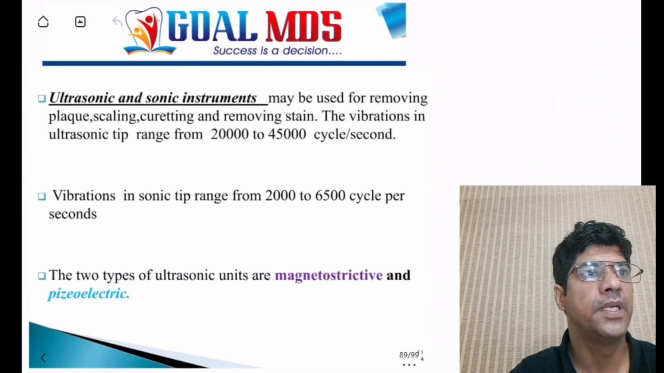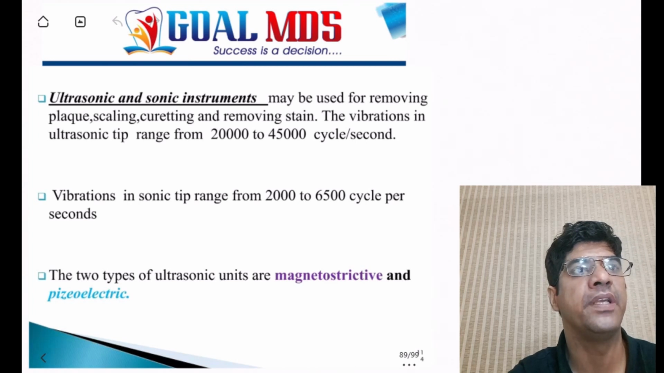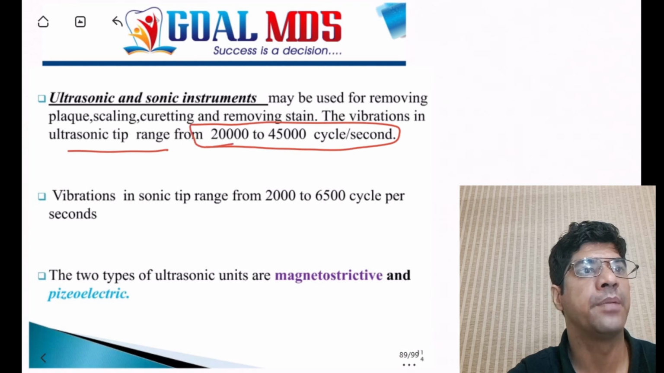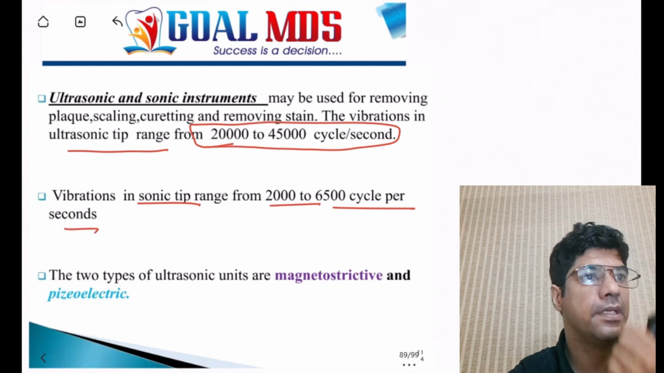The mechanical instruments are the ultrasonic and sonic instruments. They are used for removing plaque, scaling, curetting, and removing stain. The vibration in the ultrasonic tip ranges from 20,000 to 45,000 cycles per minute, and in the sonic tip, it ranges from 2,000 to 6,500 cycles per second.